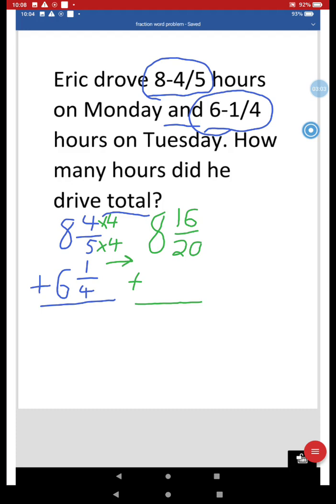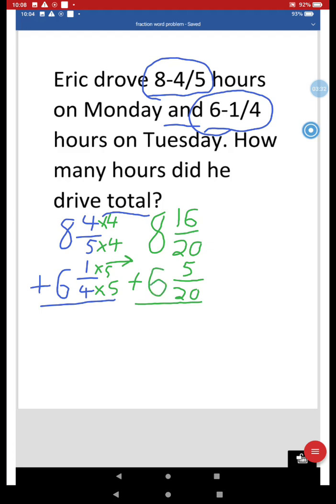All right, now let's do the bottom one. 4 times what equals 20? Very good. 4 times 5. Fraction bar. 4 times 5 is 20. Whatever I do to the bottom, I do to the top. 1 times 5 is 5. 6 is my whole number. That's going to stay the same.